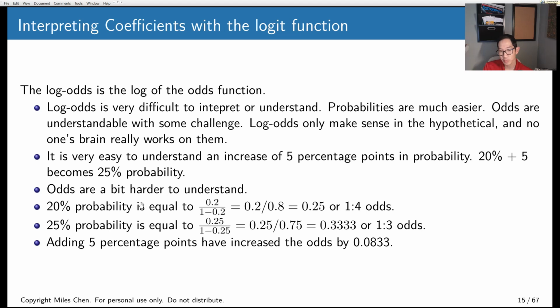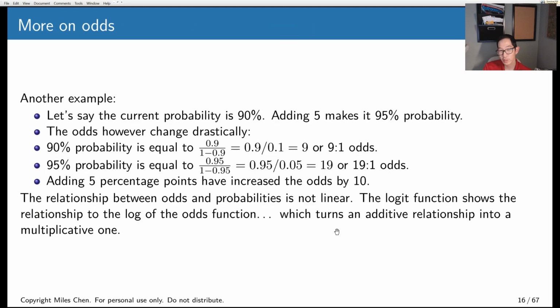Adding 5% back here went from 20% probability to 25%, but it changed my odds from 1 in 4 to 1 in 3, or 0.25 to 0.33. Here, going from 90% to 95% changed my odds from 9 to 19, so I increased my odds by 10 points.